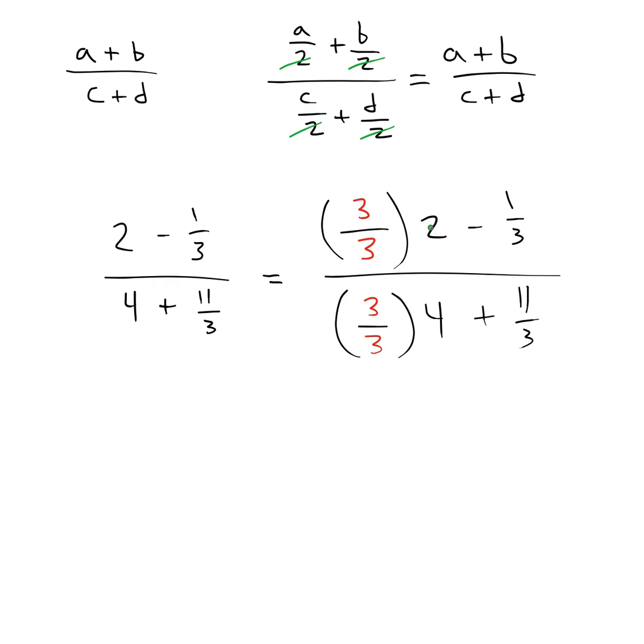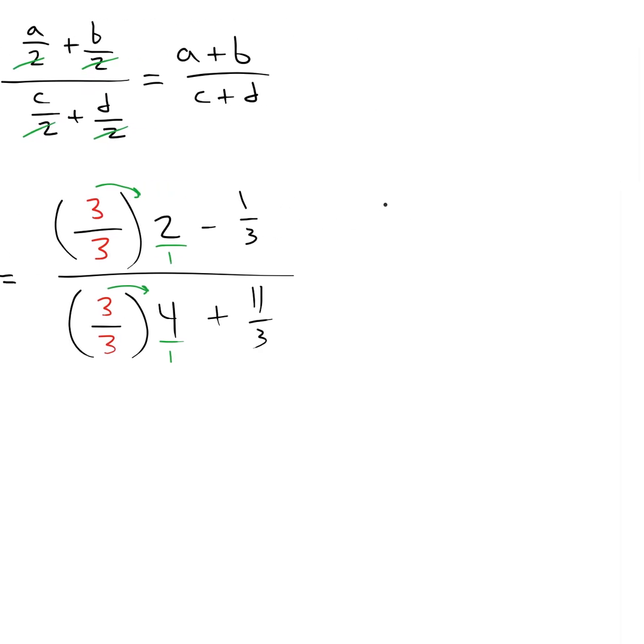In fraction multiplication, the 2 is assumed to be a numerator because it's alone. So we're going to want to multiply the 3 times the 2, and we could put the 2 over 1. And do the same thing with the 4. Alright, so we'll have 6 over 3 minus 1 over 3, all divided by 12 over 3 plus 11 over 3. As you can see, they all now have the same denominators. And so what we're going to want to do then is just cancel all the denominators.